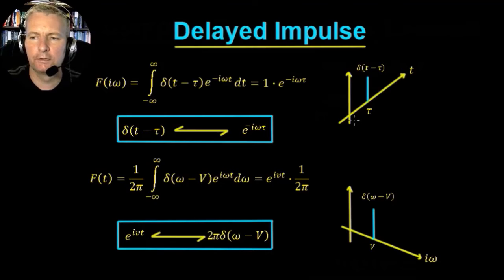So let's look at the delayed impulse. We've seen that we can write the delayed impulse in time as delta t minus tau. So that's going to delay that impulse by a factor of tau. So we've got it drawn here.